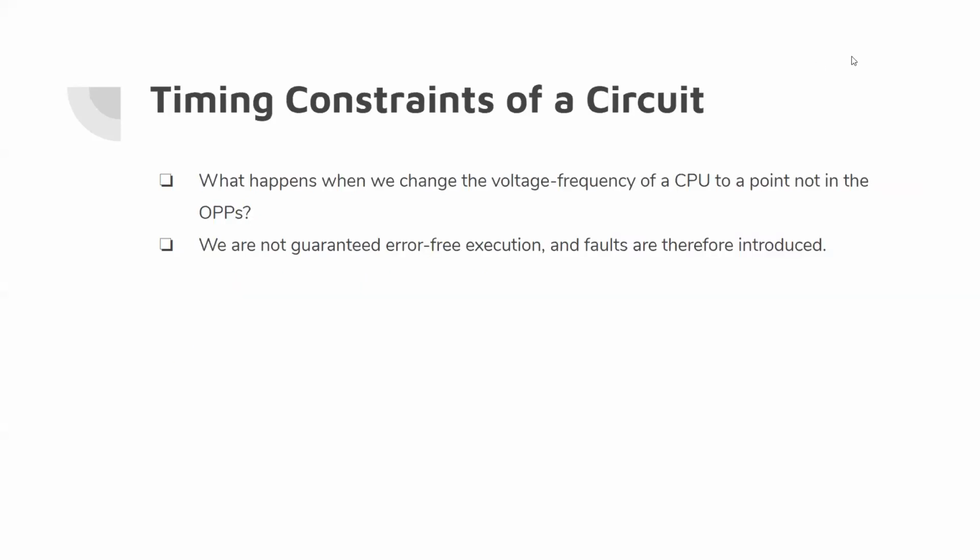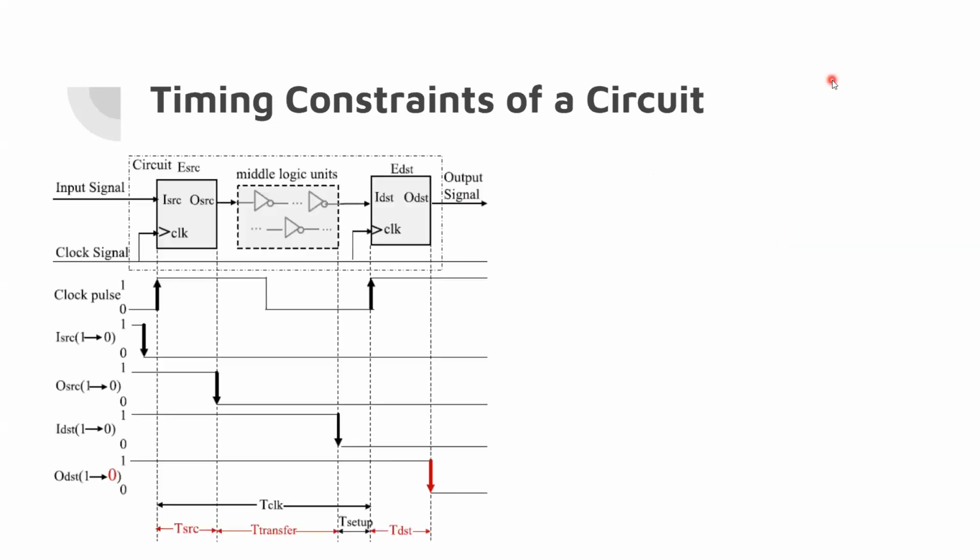So now we will try to understand what happens when we operate in different voltage frequency points that are not in the operating performance points described by the vendors. To do so, we will look at this toy example circuit. Here we have two flip-flops and the logic unit in the middle. The middle logic unit transfers the output of the first flip-flop to the input of the last flip-flop in a sequential way. Whenever the clock pulse is rising, the flip-flops trigger and store the input signal they get at that exact moment.